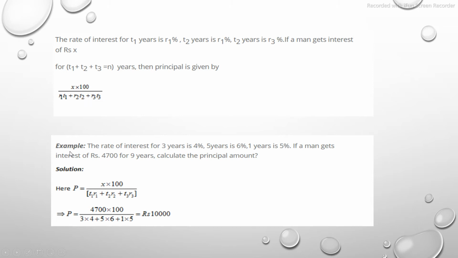Here you can see the example. The rate of interest for 3 years is 4%, for 5 years is 6%, and for 1 year it is 5%. If a man gets interest of rupees 4700 for 9 years, then calculate the principal amount. We can simply put this formula: P is equal to X into 100 by R1 into T1 plus R2 into T2 plus R3 into T3, and we will get the principal amount.